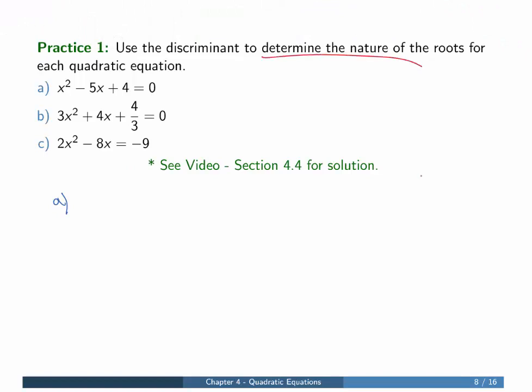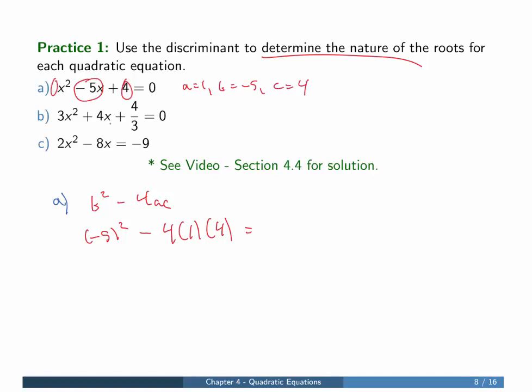Sometimes you might not be interested in solving it. You might just be interested in the nature of the roots, in which case you're going to look at this: b squared minus 4ac. B squared would be negative 5 squared. Use brackets here, because it's going to be negative 5 times negative 5 in this case, minus 4 times 1, that's a, times 4, that's c. So a equals 1, b equals negative 5, c equals 4. I'm reading off the coefficients in front of these guys. This comes out to be 25 minus 16.